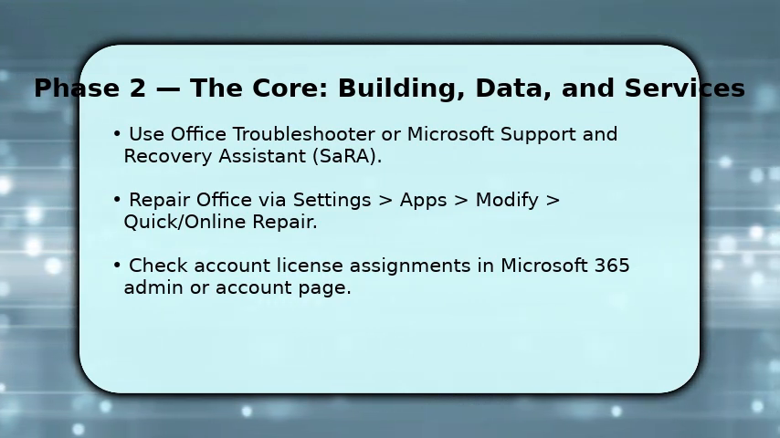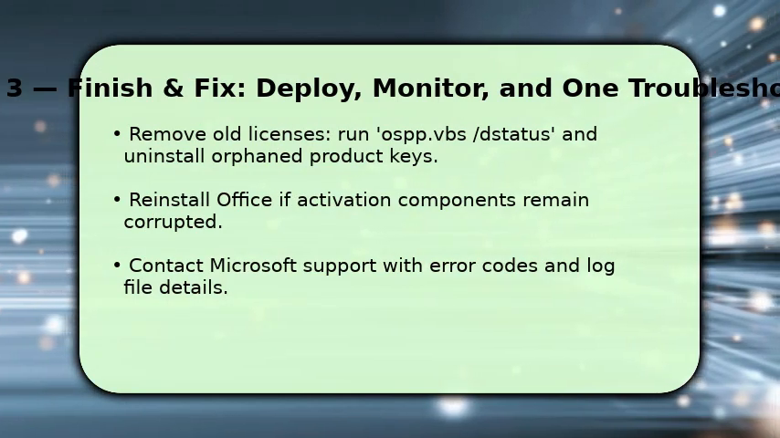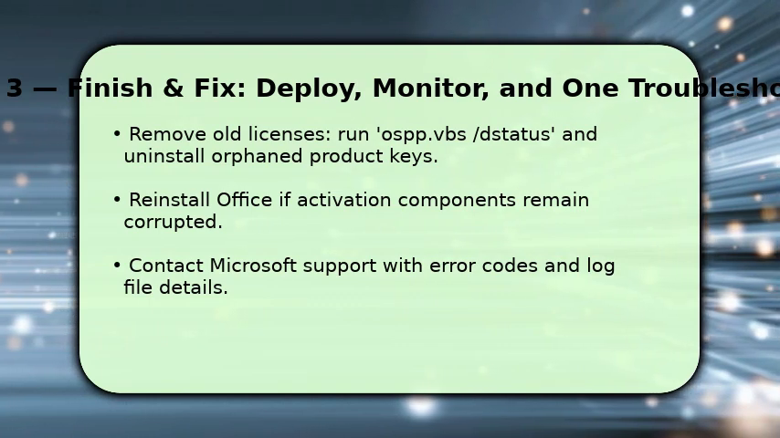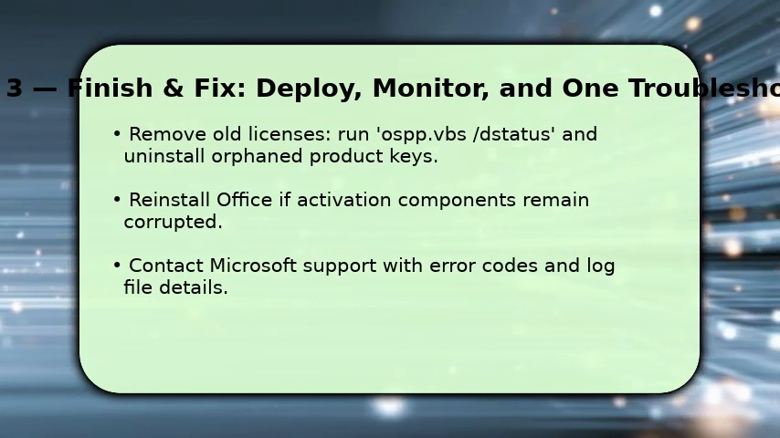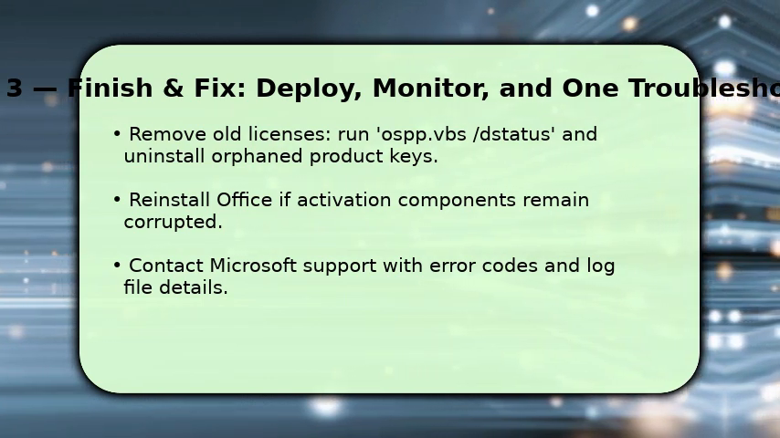You finish by cleaning residual license data. On Windows, run the Office Software Protection Platform script, or OSP.VBS, to list licenses and remove orphan keys. On macOS, sign out and delete license plist files before reinstalling.